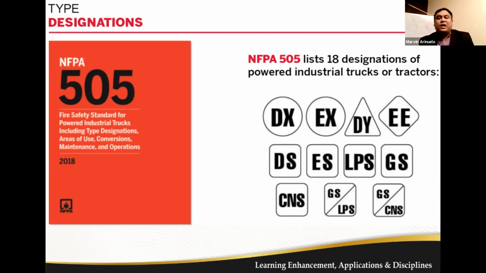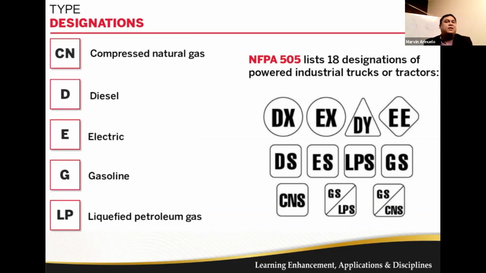Now, if you go to NFPA 505, the fire safety standard for powered industrial trucks, including type designation, areas of use, conversion, maintenance, and operations, it lists 18 designations of powered industrial trucks. So there are 18 types, and the designation letters reflect the power type of the material handling equipment. CN means compressed natural gas. D stands for diesel. E is electric. G is gasoline. And LP is for liquefied petroleum gas. There are also dual fuel vehicles, meaning the source of power or energy is more than one, a hybrid form of vehicle.